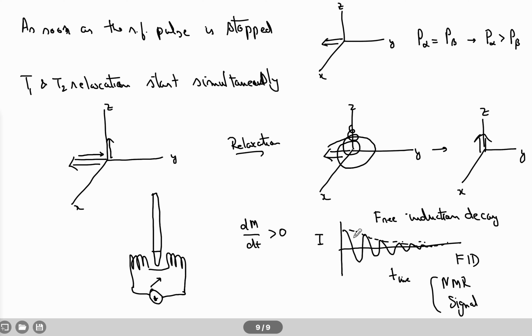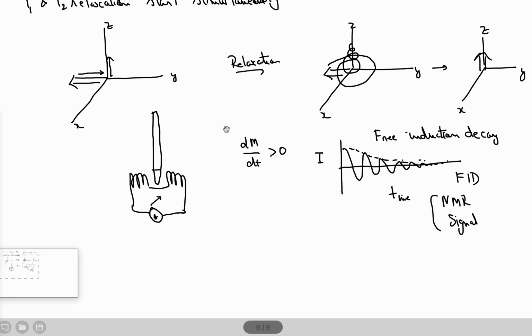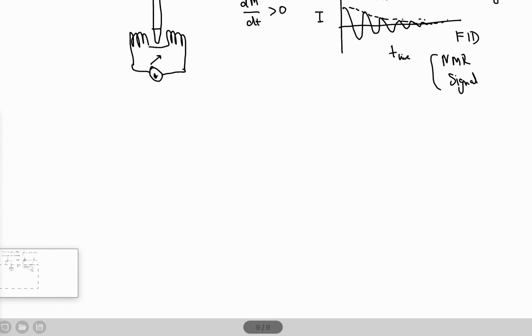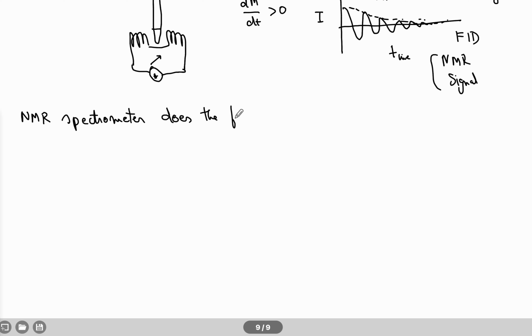We will see how to convert this into a friendly looking NMR spectrum, but this is what we get from the NMR spectrometer when we actually record the data. The current which is induced in the coil is detected by a detector, right? So basically then we can say that the NMR spectrometer essentially does the following. So in summary, what we have learned so far, the NMR spectrometer does the following jobs.